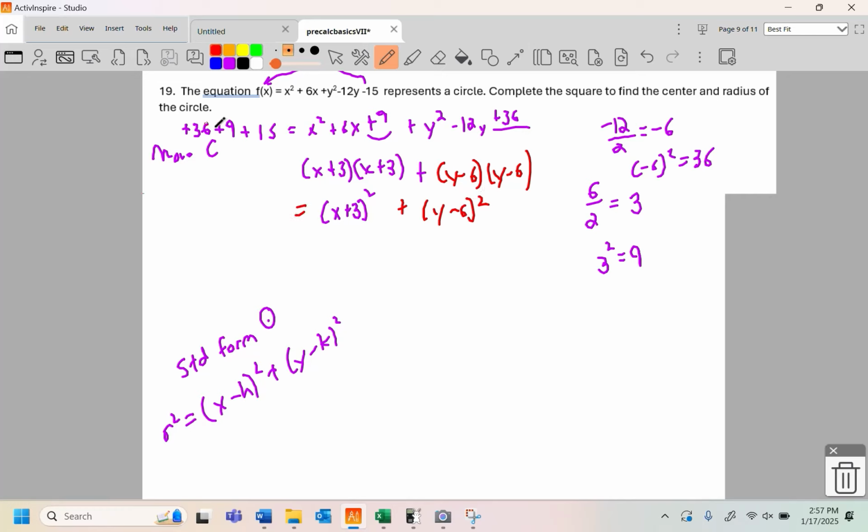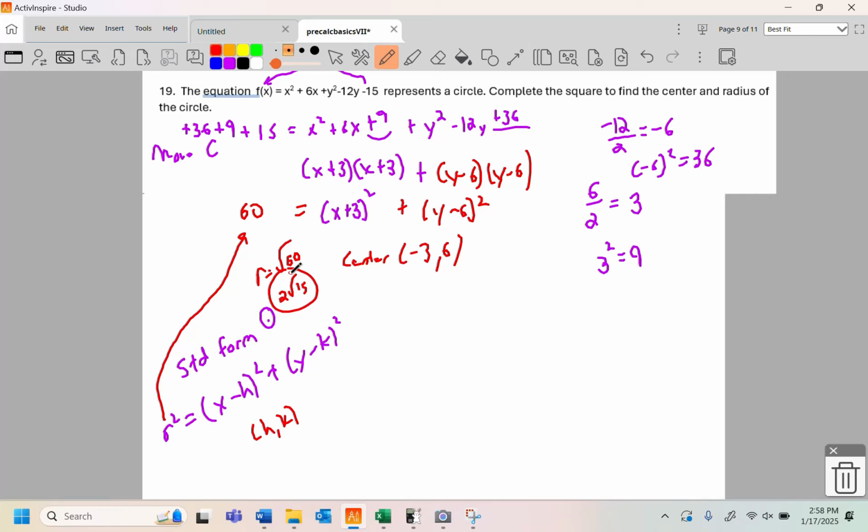The right-hand side, it doesn't work out to be something that's nice to work with in this example, but the right-hand side makes 60. So my center is at h, k. It's at -3, 6. And notice how this lines up right there? The radius has to be the square root of 60, which you can simplify. 60 is 4 times 15, so you can say it's 2 root 15. 19 is not a hard question. It's not.